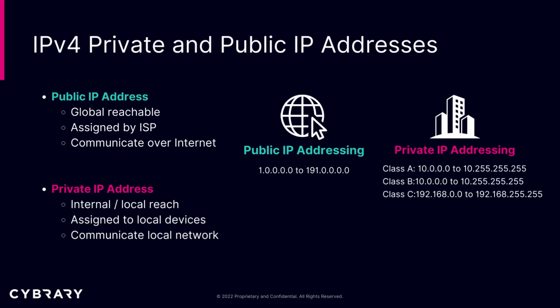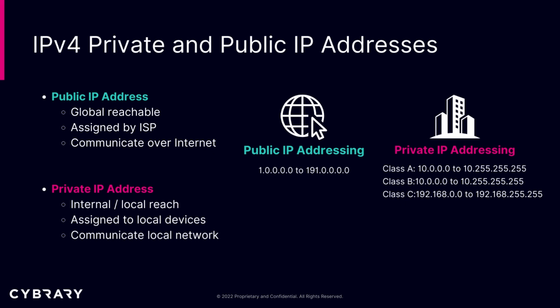Now, on the contrary, we have also public IP addressing. Public IP addressing is in ranges outside of the private, and these are global reachable IP addresses. They are assigned by your ISP, and these are IP addresses that actually are routable on the internet. You can find these IP addresses assigned to web servers, devices, routers, firewalls, anything that has an internet facing presence on the internet. You would put a public IP address on it.